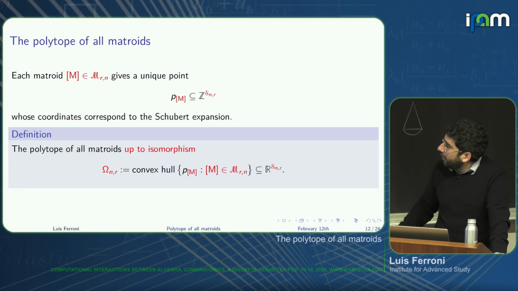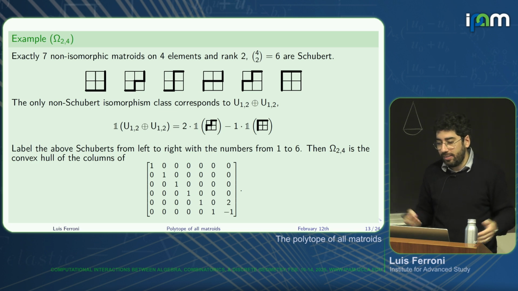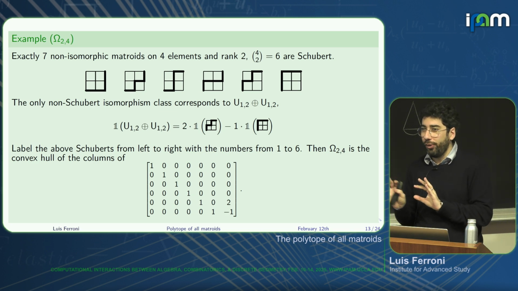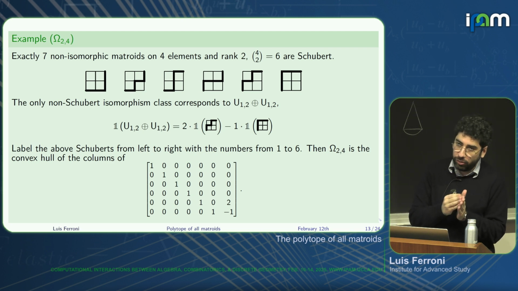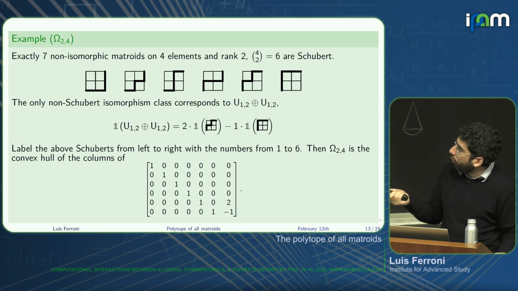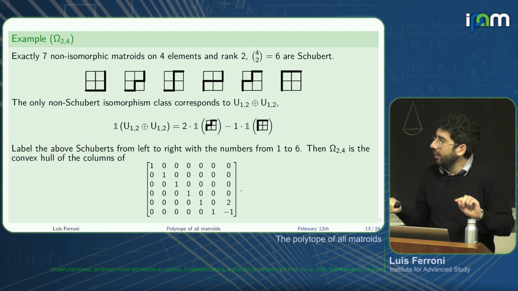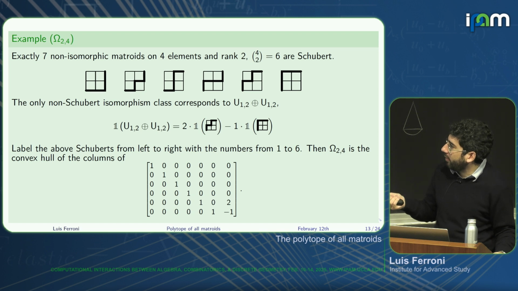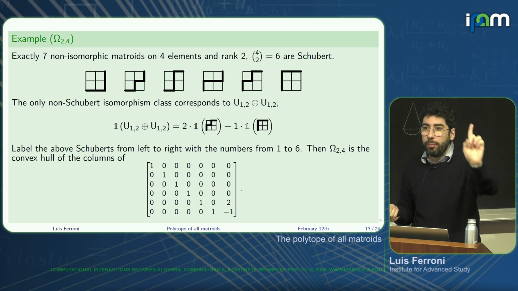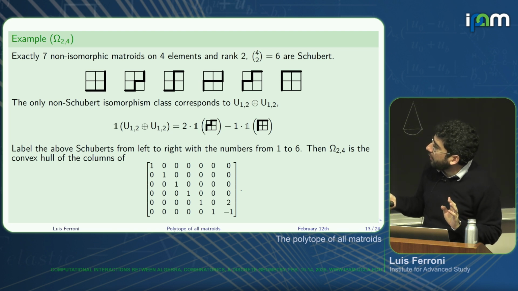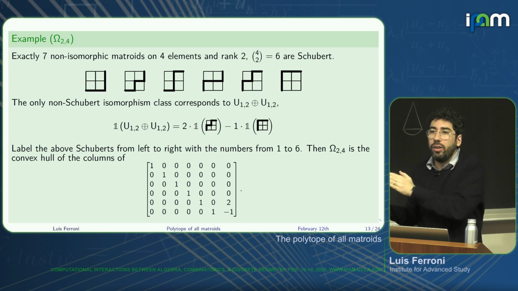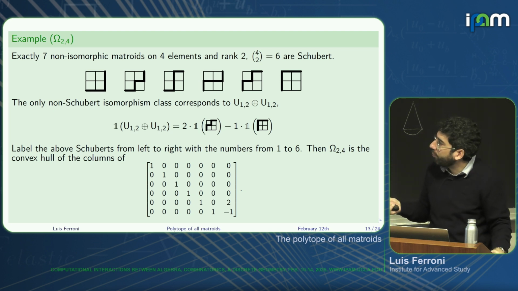Okay, so let me do one example so that you can see what this is. Let me do omega of 2, 4, without the overline, with rank 2 and 4 elements. I already showed you that there are 6 Schubert matroids. So if you want to write each of these 6 Schubert matroids as a combination of Schuberts, you will obtain that the first should be something that has 1, 1 and zeros everywhere else, and the same for the second, and so on. But you have to do it for all matroids. So you still need to do this for U_{1,2} plus U_{1,2}, which is the only non-Schubert matroid on 4 elements and rank 2.